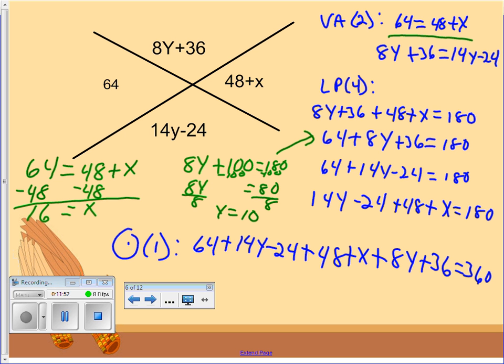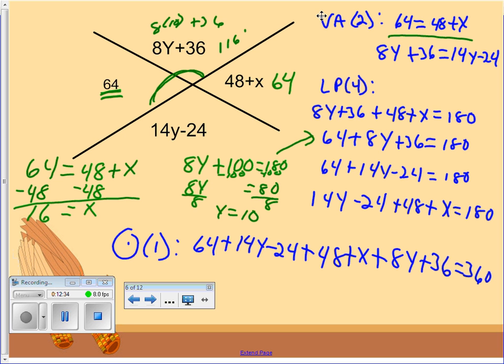Now, I didn't ask you to do this, but if I wanted to know what was the measure of each angle, well, you can do one of two things. Since this is already 64, it makes this really easy. This angle is also 64. We know that these two are a linear pair. Now I can plug y back into the equation, which is going to give me 8 times 10 plus 36, which would have given me 80 plus 36, which is 116. But I could have done 180 minus 64 as well and gotten 116.